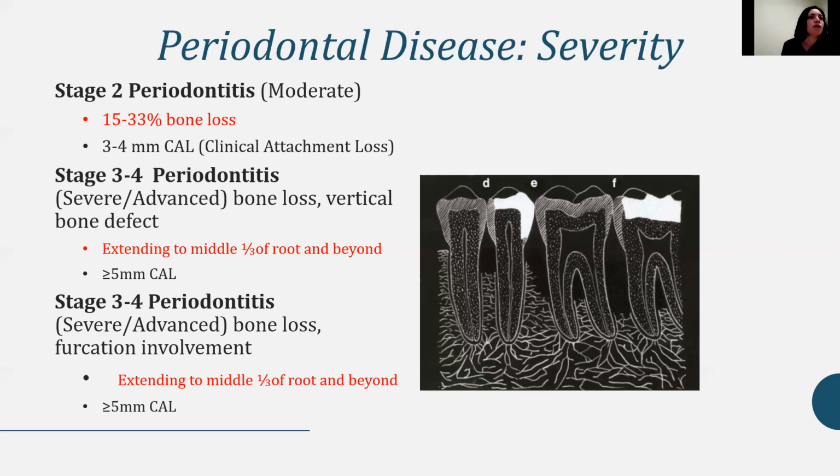Okay, and then stage 3 to 4 periodontitis is going to be more severe or advanced. You're going to have more bone loss. You could have vertical defects. It's going to be extending to the middle third of the root and beyond, and you're going to have 5 millimeters or more of clinical attachment loss. And then stage 4, this could stay 3, this could stay 4. You're going to be even further into the bone loss with other things involved, like more mobility and furcation involvement and that sort of thing.